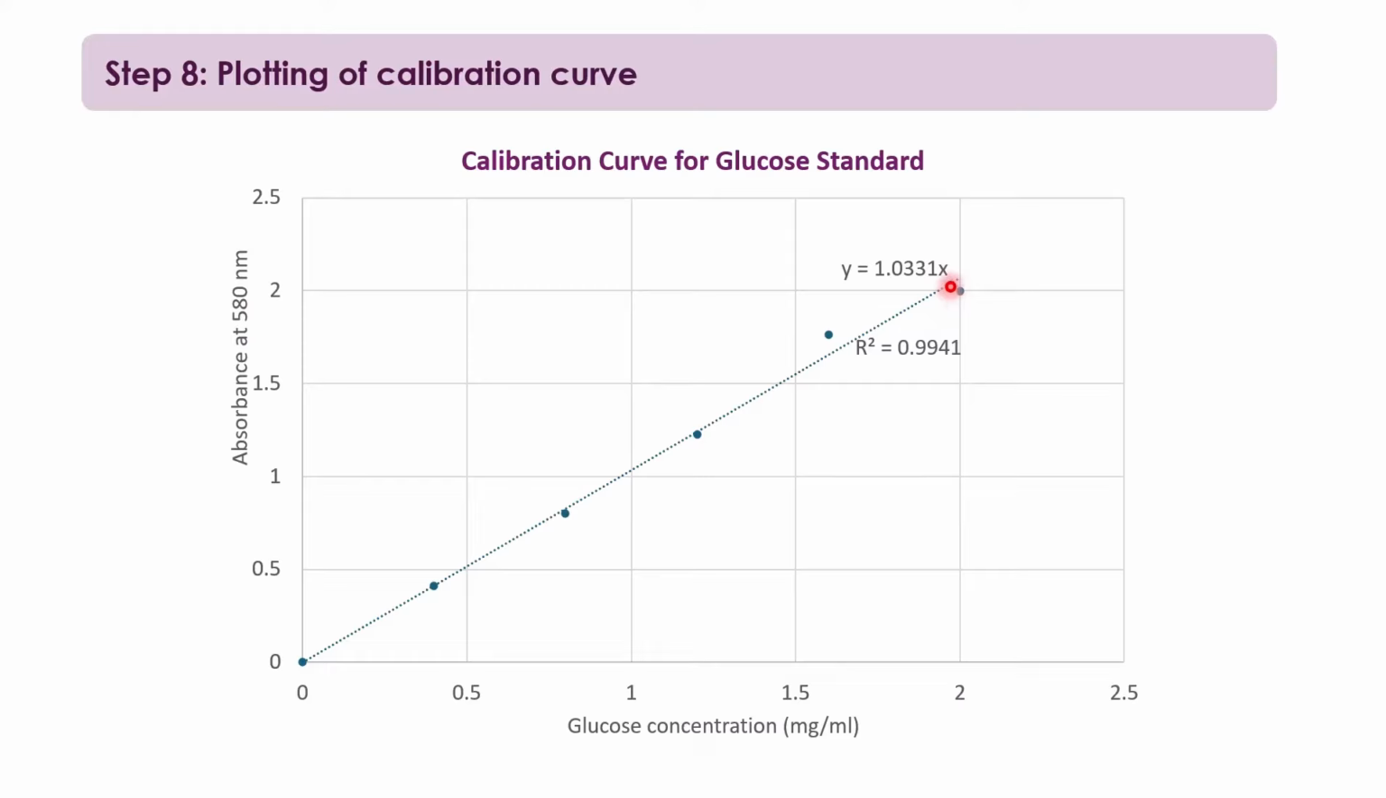And this is our line equation, giving us y = 1.0331x, where y is the absorbance, 1.0331 is the slope, and x is the glucose concentration. And this is the R squared, giving us 0.9941. So this is the calibration curve.